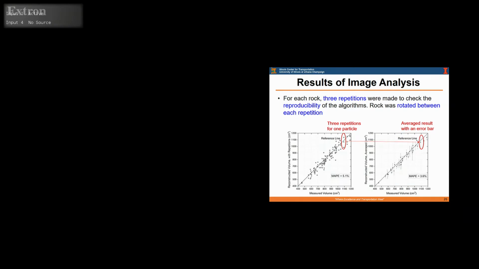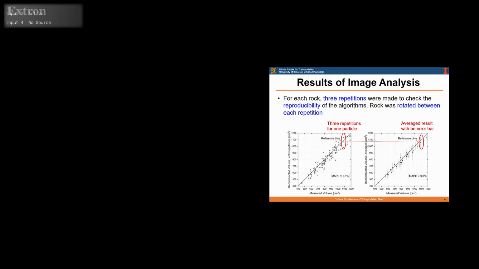So for the results, the results will consist of multiple figures. But before entering into that, let me first introduce the style we'll be using to present the results. First of all, on the left figure, it will have 3 points for one rock. That's because for each individual rock, we rotate 3 times and get 3 results. The reason is we need to check the reproducibility of the algorithm, and on the right, their average along with the error bar is plotted.